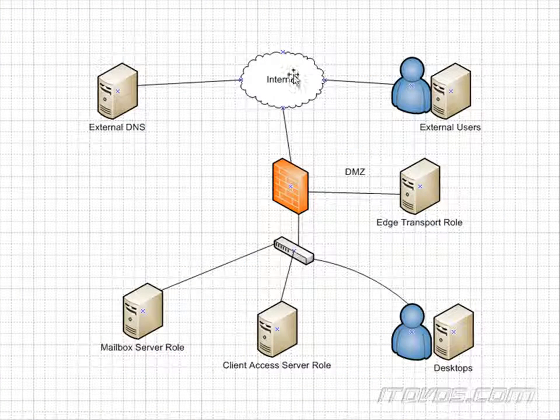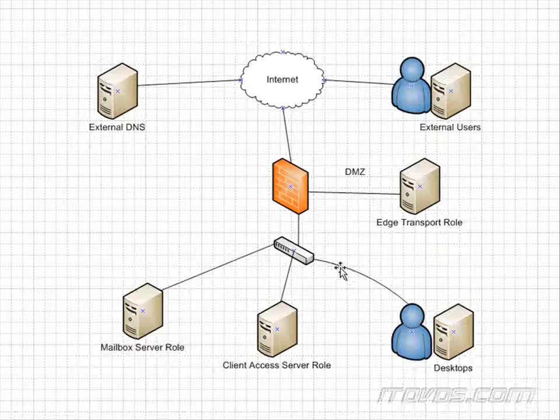So let's take a look at this. We've got the internet out here. We've got our external DNS, which we'll talk about a little bit. External users, so everybody out there on the internet. We've got our firewall that protects our network. We've got our DMZ, or demilitarized zone, that we have servers that are normally not part of our domain or our internal network. But these servers communicate with our external users or external mail servers directly through a firewall. And then in order to communicate back to our internal servers, the Edge Transport server here, for example, would then send it back through the firewall and down into our internal network.